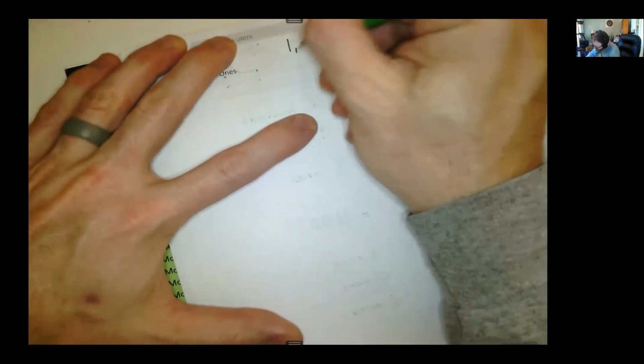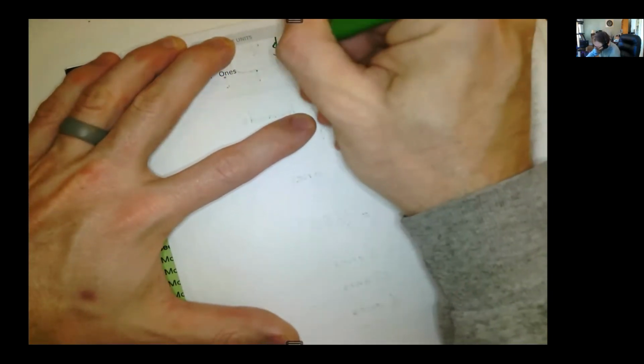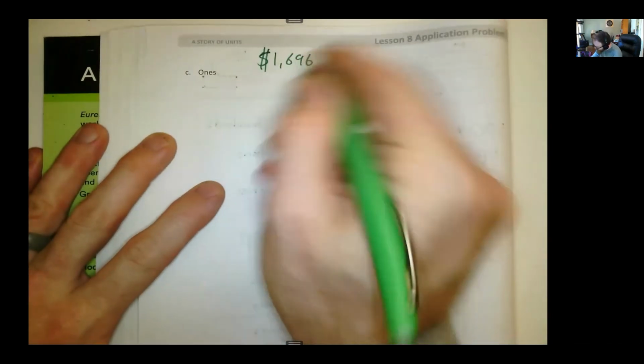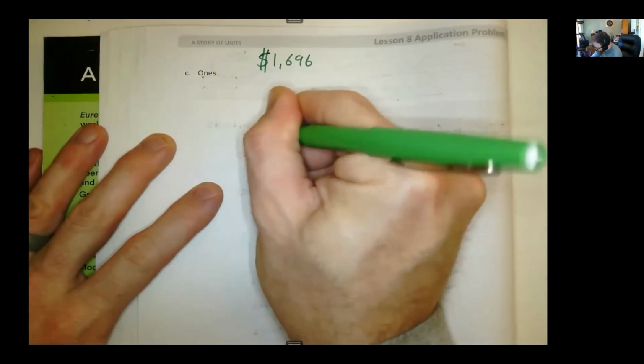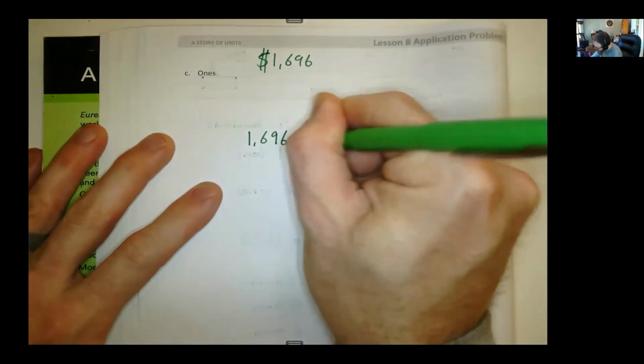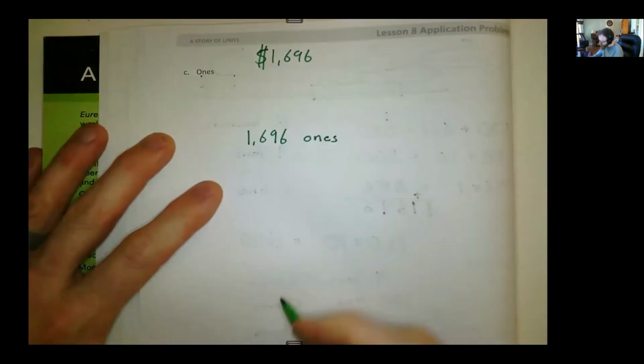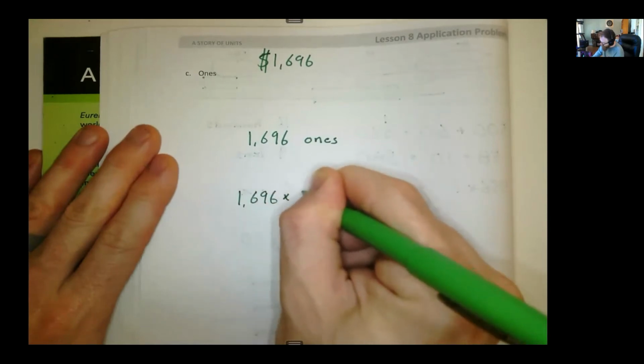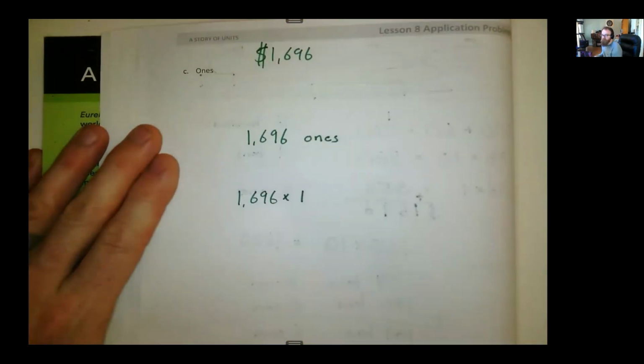Part C is the easiest part, I think. We want to represent our amount, $1,696, with just $1 bills. Well, that's easy. You need 1,696 ones, because you're just representing 1,696 times 1. And that's it for our application problem for lesson 8.